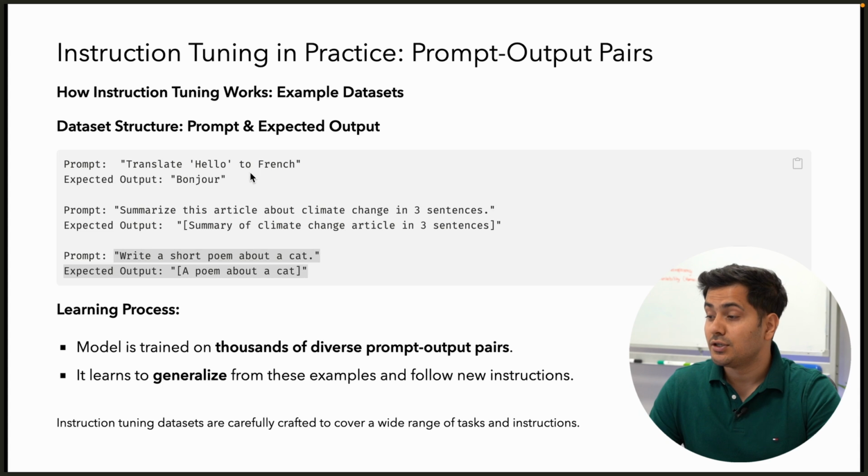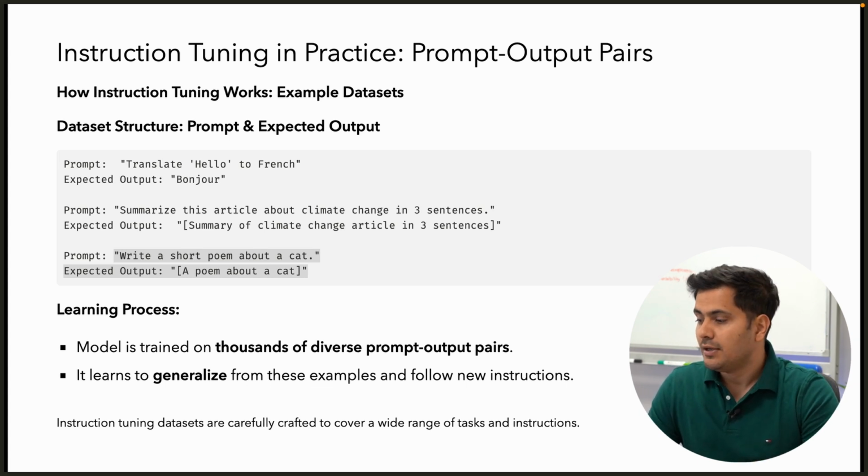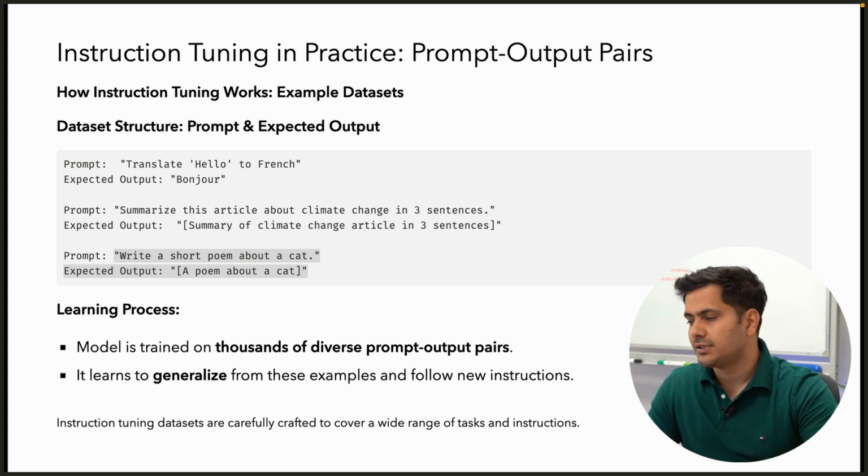As you can imagine, the data set needs to be really broad, and it needs to have a lot of different, diverse input-output pairs so that the model can learn to follow instructions rather than just act like a token predictor.